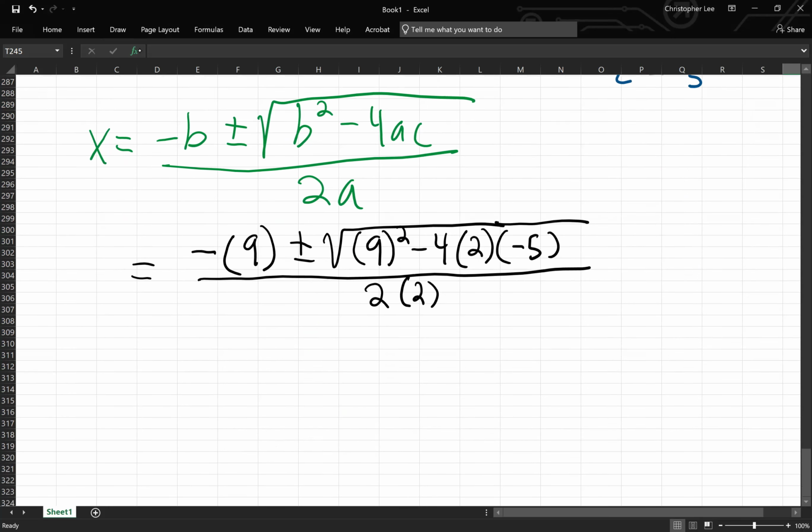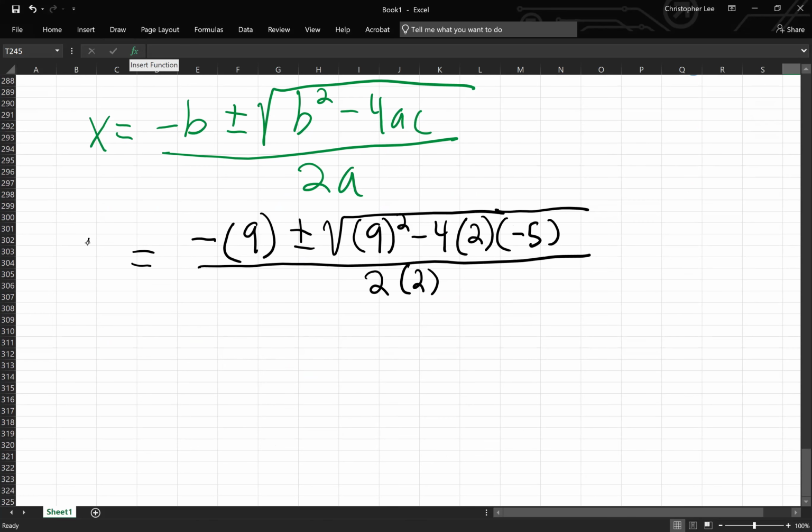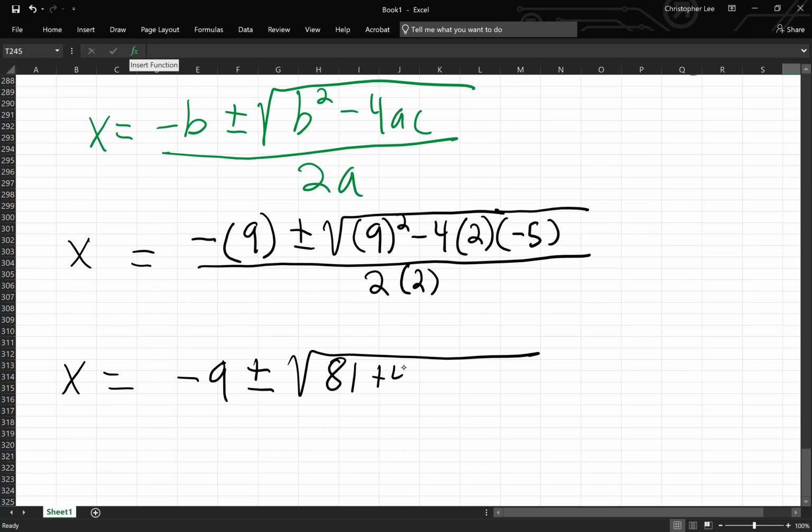This is the answer to the whole question. All we got to do is the math on it and we Gucci. So this is -9 plus or minus square root. 9 squared is what? 81. So 81. And then -4 times 2 is what? It's -8. And then -8 times -5, what's that? +40. Very good. And all of that is divided by 4.